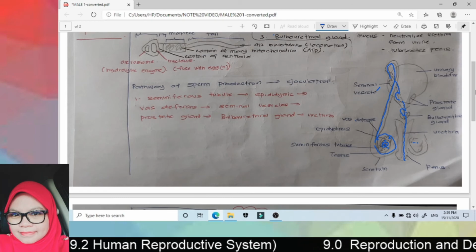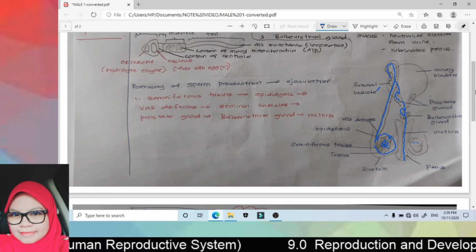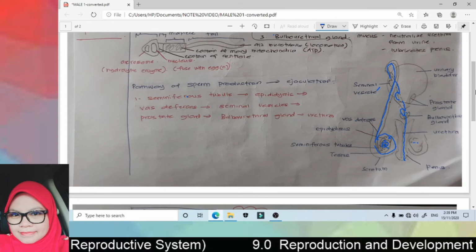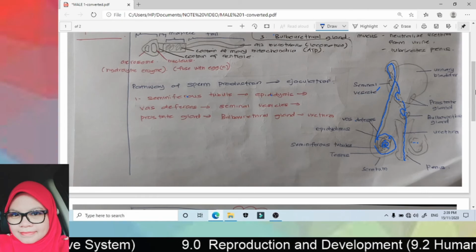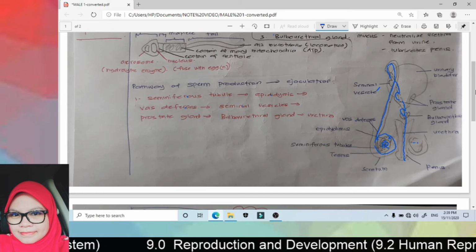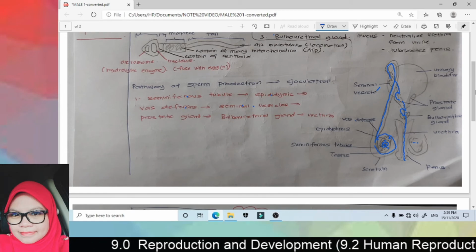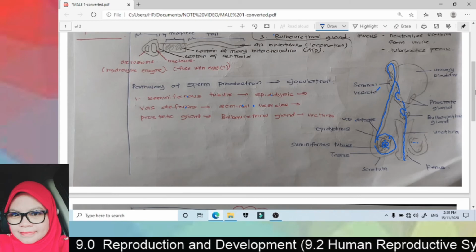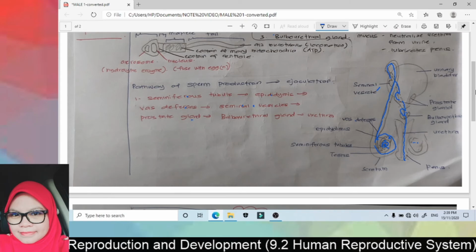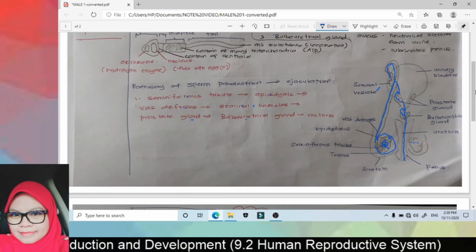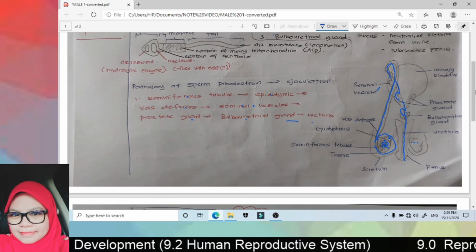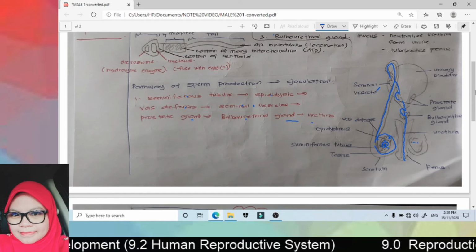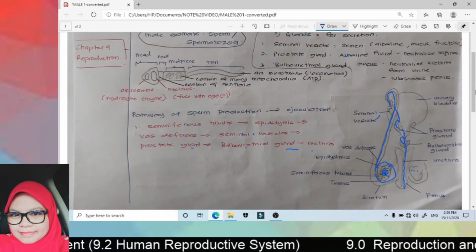Alright, so here is the pathway. Start from the seminiferous tubule, then the epididymis, where the sperm become mature. And then conducted via the vas deferens to the seminal vesicle, where the fluid is secreted, go to the prostate gland, bulbourethral gland, urethra, and it will be ejaculated out. Okay, settled about the male reproductive system.